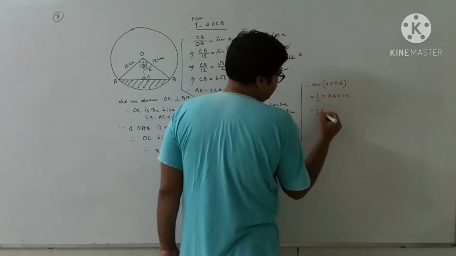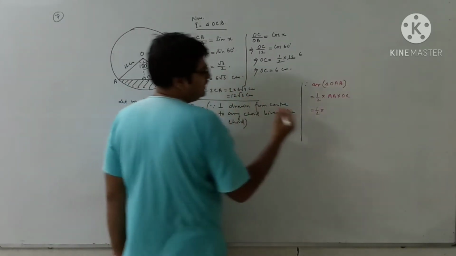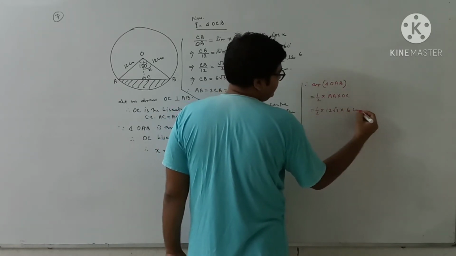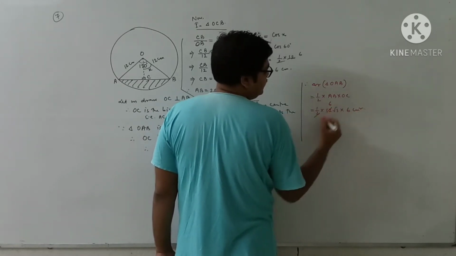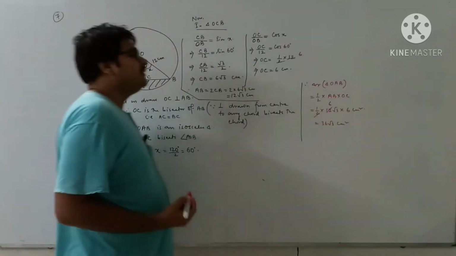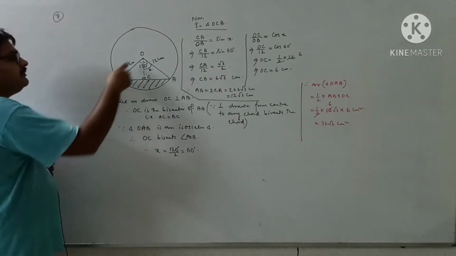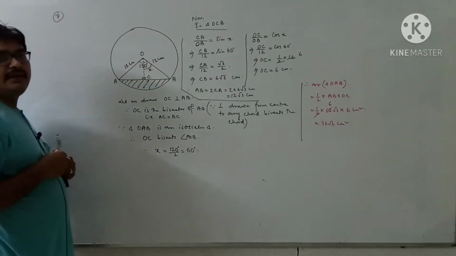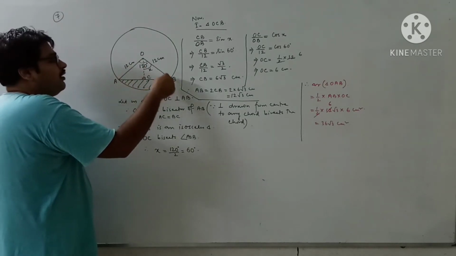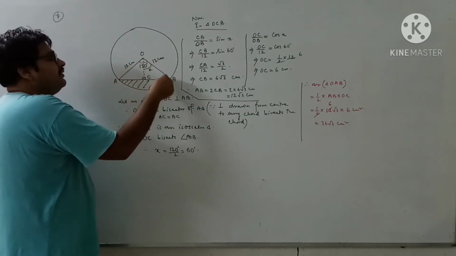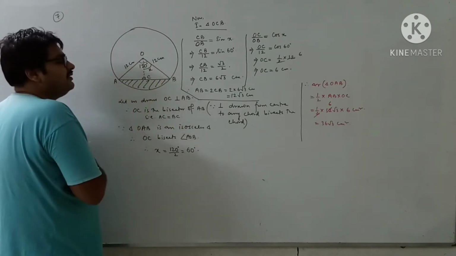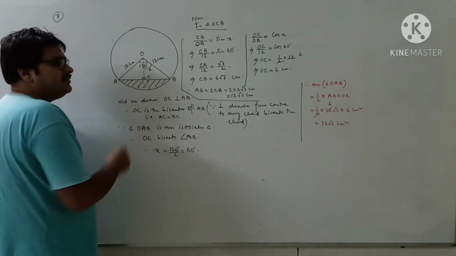The length of AB is already there, 12 root 3, and the OC length is 6. So it's coming 36 root 3 centimeters square. So I got the area of this triangle. Now you just think, if I can find out the area of this sector, and from there if I subtract the area of this triangle, then I get the area of the segment which has arc and chord.